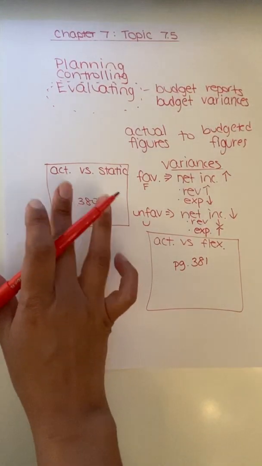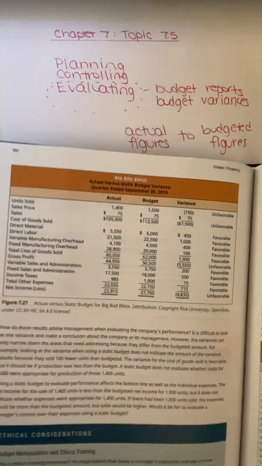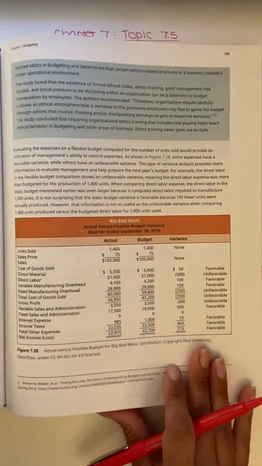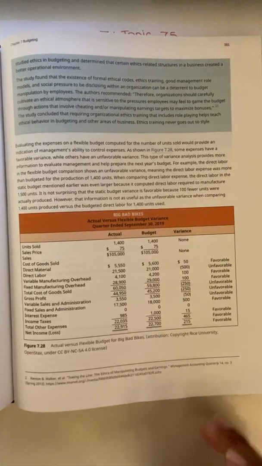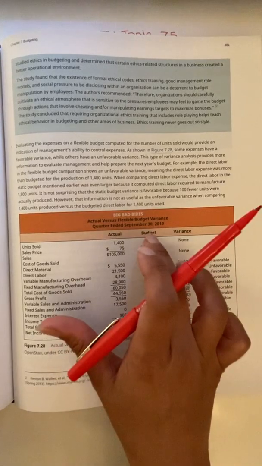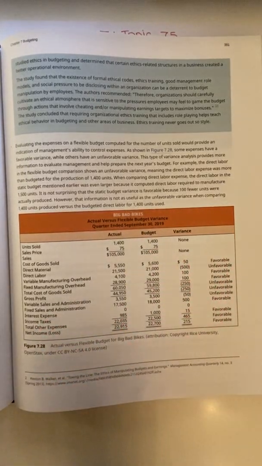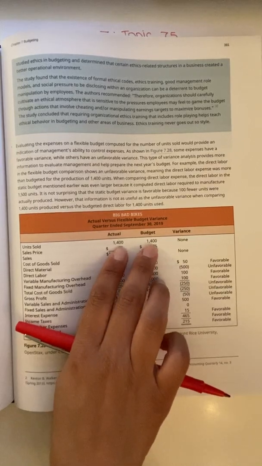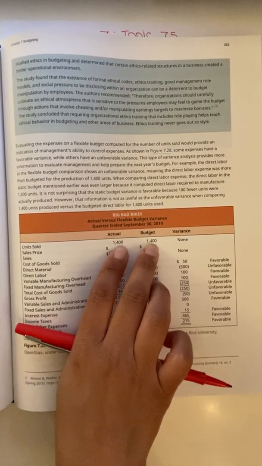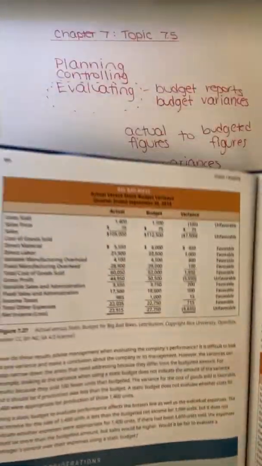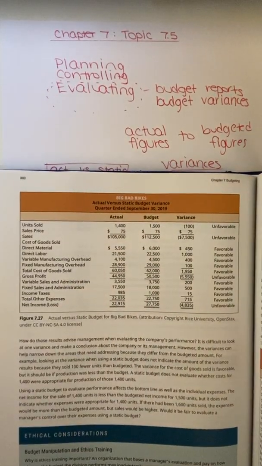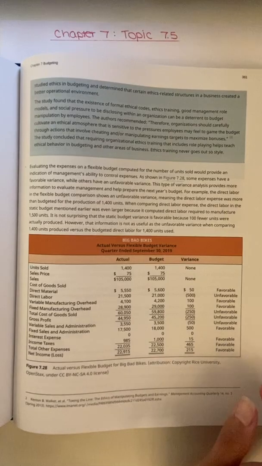All right, so you just saw an actual versus static budget example. The actual versus flexible budget variance on page 381 is very similar. We still have our three columns. We have our actual results for the period. We have our budget, but now this is a flexible budget. And notice one important thing: your units will always be the same for a flexible budget. Whereas with a static budget, that is very rarely going to be the case. So that's the big difference between a flexible and a static budget.